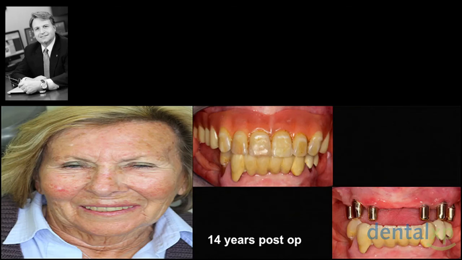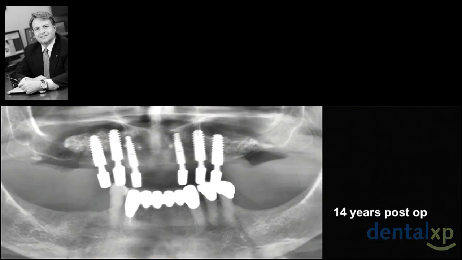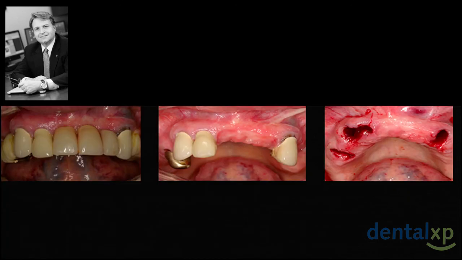And the patient after 14 years. And this is the bone level after 14 years. And this is in the mandible. She doesn't need to have anything in the posterior mandible, as I understood, according to the personal communication.